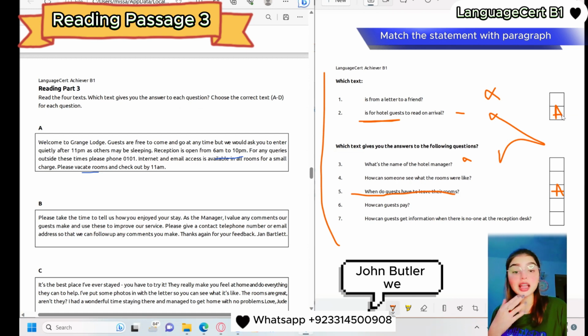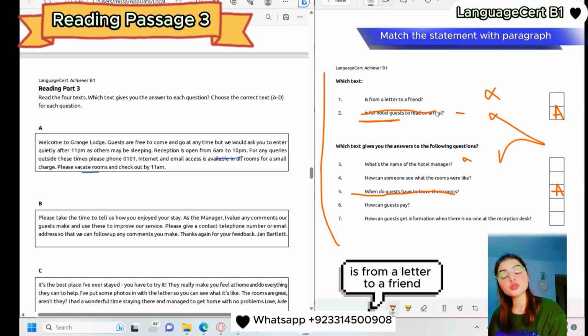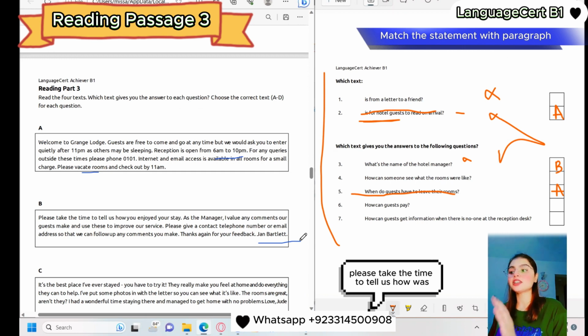Jan Butler. We definitely see that the name of the manager is in here, right? The manager has put his name here. So I think we don't really have to think so much, and we can quickly find information from here. "Is a letter to a friend?" No, this is not a letter to a friend. "What's the name of the hotel manager?" Yes, so true, because this is the name of the hotel manager in here. He's writing all these things. I will reread it for you once again: "Please take the time to tell us how you enjoyed your stay."